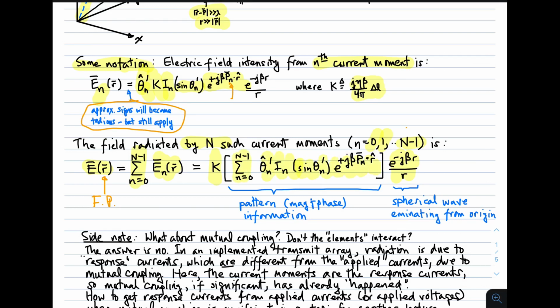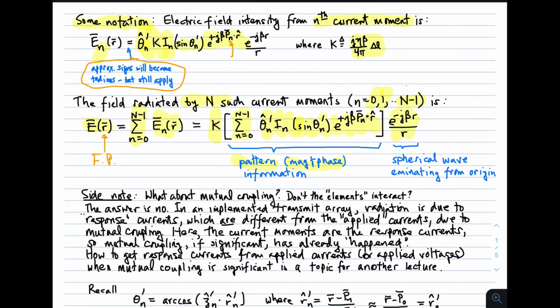We can interpret that as the pattern, that is the magnitude and phase, right? Because that's all the information contained there. It doesn't say anything about the distance to the source. It doesn't say anything about the distance to the field point. It doesn't talk about the spherical phase front. It is simply describing an evolution of magnitude and phase with theta and phi.